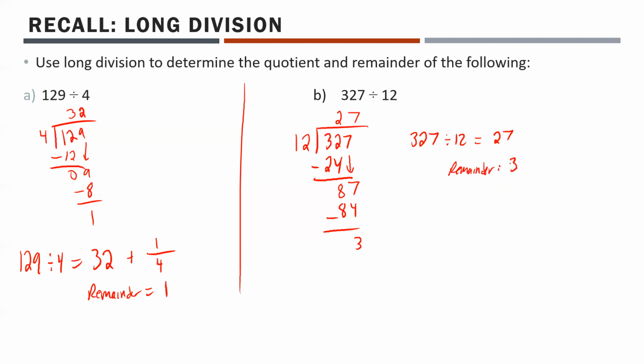of 3. If you don't like writing remainder of 3, you can always say plus 3 over whatever you were dividing by in the first place, so 3 over 12. That's a more true representation of what the actual answer would be. So 27 plus 3 over 12, that's going to be exactly whatever 327 divided by 12 actually is.